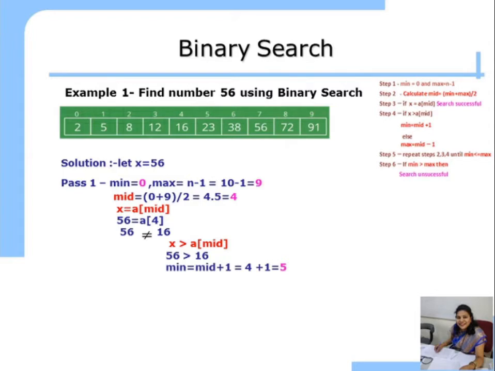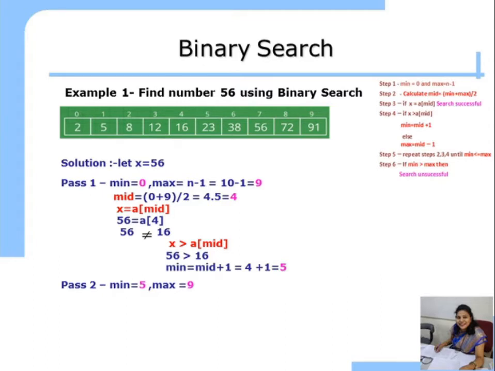At the end of each pass, either the minimum or the maximum value will be changed. In the first pass, which value is changed? Minimum. So in the next pass, we again require min and max. We will take minimum as 5 and maximum as 9. We copy the value of max from the first pass. So in pass 2, again minimum is 5. You can see at the end of the first pass the value of minimum is changed from 0 to 5, and the maximum value is not changed. So we keep the maximum value as it is from the first pass.